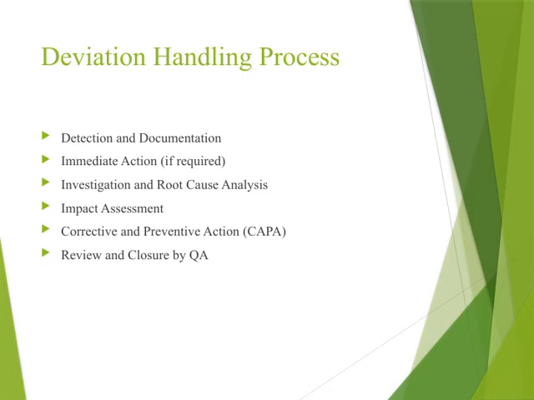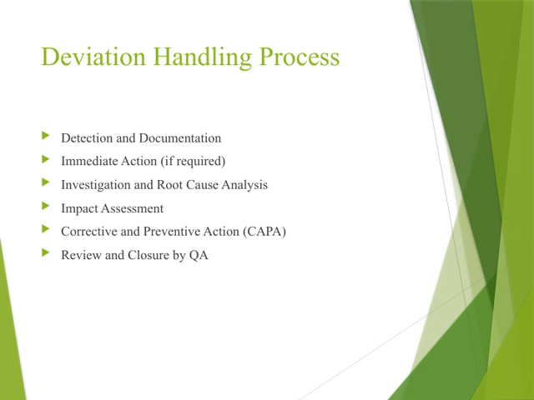Now, let's walk through the deviation handling process, which is a critical part of maintaining quality and compliance. First, we start with detection and documentation. This means identifying any deviations from our standards or procedures and thoroughly recording what happened. It's essential to capture all details accurately at this stage. Next is immediate action, if required. Sometimes, we need to act quickly to contain the deviation and prevent further impact. This step helps us control the situation promptly.